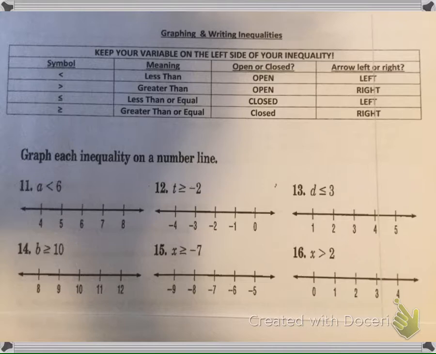We have a less than symbol is an open circle. A greater than symbol is an open circle. A less than or equal to symbol is a closed circle, and a greater than or equal to symbol is a closed circle. I'm going to explain that a little bit more if that doesn't make sense right now. So we are graphing on our number line a is less than 6. Now, let me just pause for 1 minute.